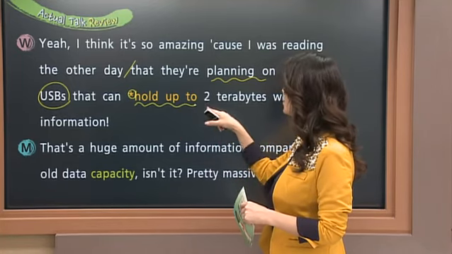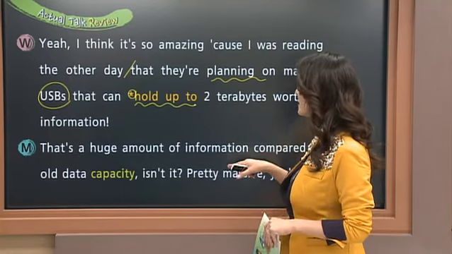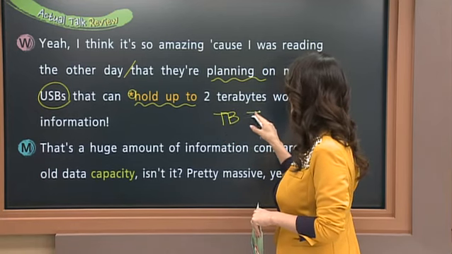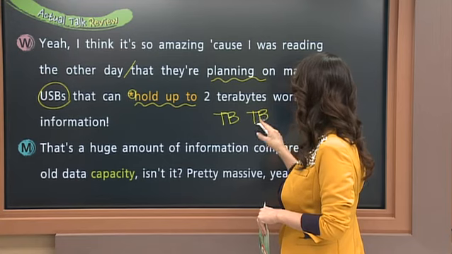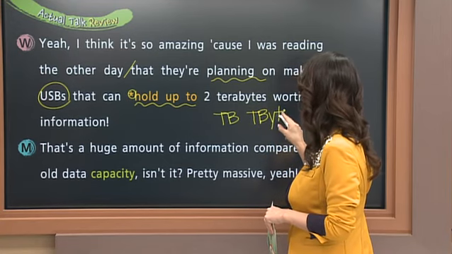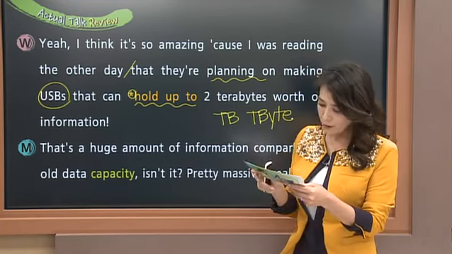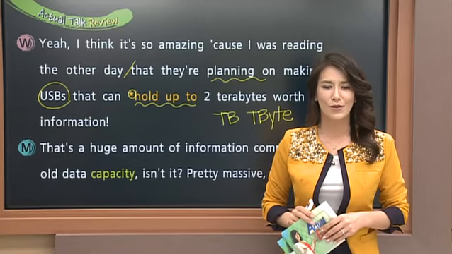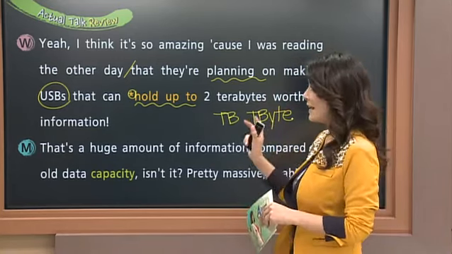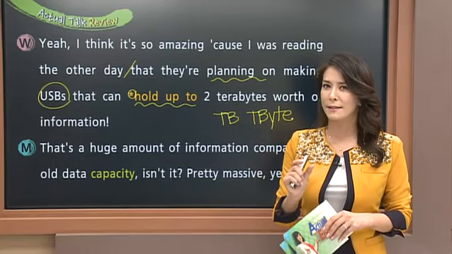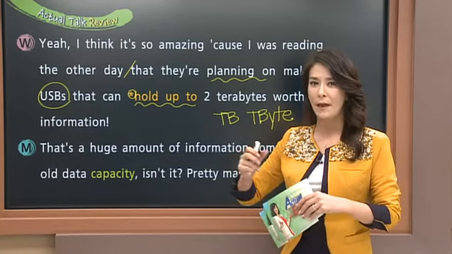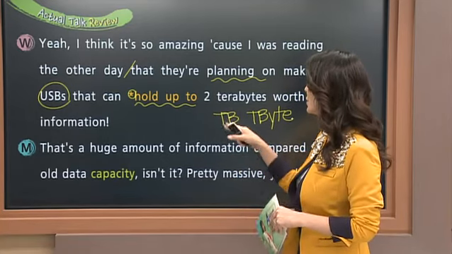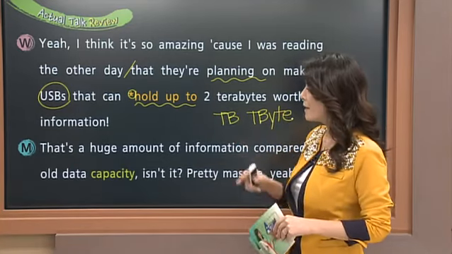Now, up to 2 terabytes. Terabytes can be written as TB, as you may all know, or even just T and then byte. That's usually how it's written. Now, roughly or loosely, it's 1 trillion bytes. That is a really huge number, isn't it? Anyhow, she's saying that these small storage devices can hold up to, they can store up to, okay? Up to how much? 2 terabytes worth of information.